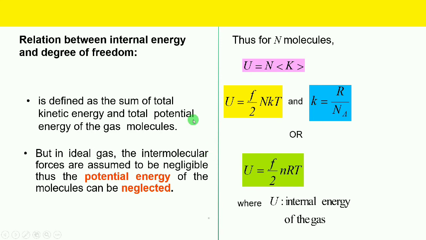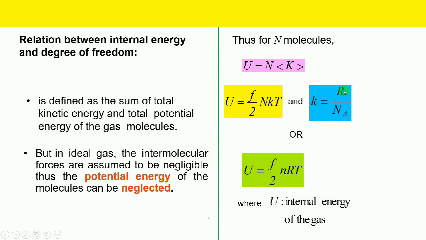Okay, we will see the next topic. Now here, the relation between internal energy and degree of freedom. Mostly, internal energy is defined as F by 2 nkT, where F is the degree of freedom, n is the number of molecules, and k is the Boltzmann constant.